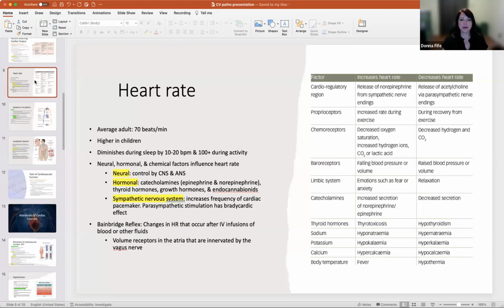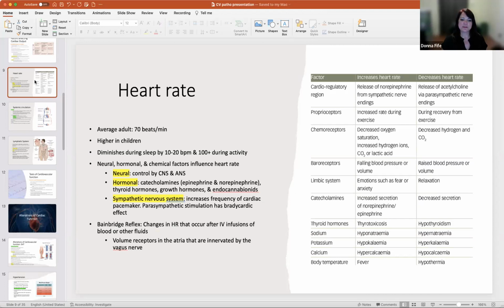Heart rate, on average for adults, is about 70 beats per minute. This is higher in children. It diminishes, goes down a little bit during sleep, by about 10 to 20 beats per minute. And during activity it can go up over 100 beats per minute. There's neural, hormonal, and chemical factors that influence heart rate.